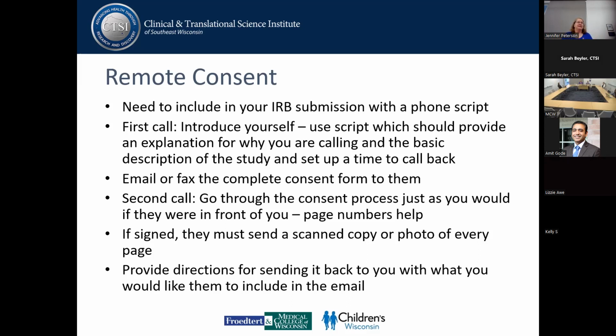If they choose to sign that consent form and consent, they have to then scan or photograph every single page of the consent form. So not just the signature page, it has to be every page of the consent form to send back to you. And I would provide directions for sending it back to me. Generally, it came through email. And I would say, could you please include in your email, we spoke on the phone about this study, and I am attaching a signed consent for my loved one, just to provide a little extra documentation that would go along with that consent form. Remote consenting is possible, but really important to make sure it's included in your IRB, and that you're following all of those rules.